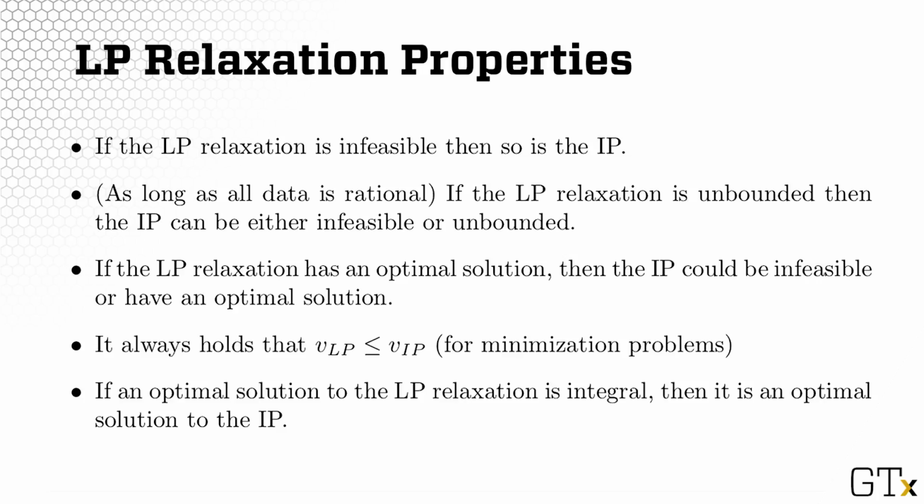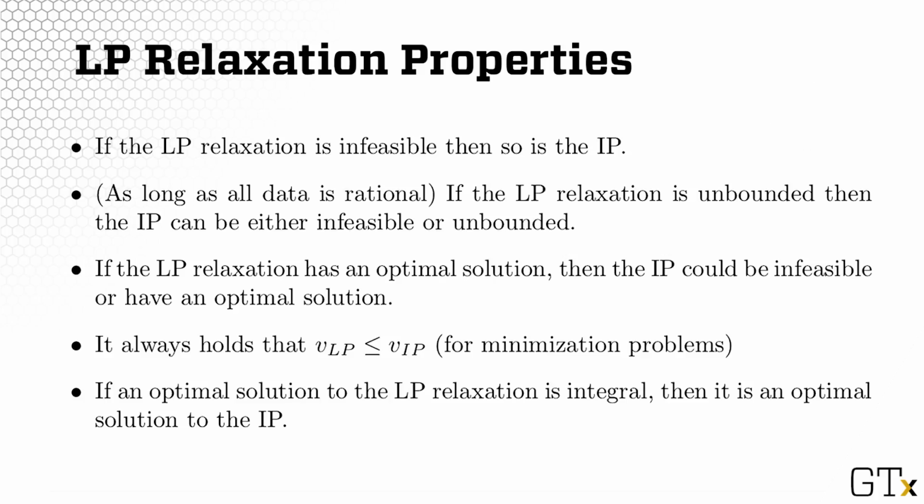If the LP relaxation has an optimal solution, then it is possible that the IP could be infeasible or have an optimal solution, right? So it is possible that the integer program is infeasible. Let me just give you a simple example. Suppose I want to solve this integer program: x is between a half and 3/4, and x is an integer. This integer program is infeasible, but if I drop this integrality restriction, the LP relaxation is feasible and has an optimal solution. So we have to be careful about that.